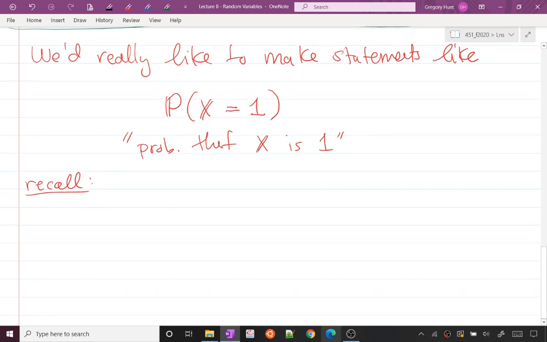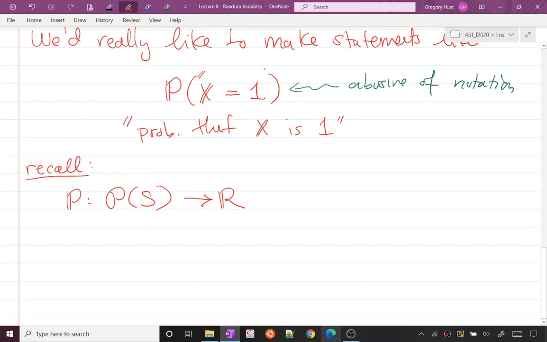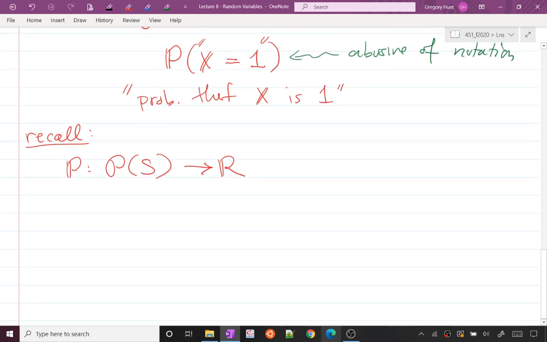Unfortunately, this is really an abuse of notation. Unless we're careful, this is an abuse of notation. Because if you recall, our probability function was a function from the power set of our sample space to the real numbers. I can't plug in, quote, x is equal to 1. I don't really know what that means. A function is equal to a number? Probability of that? What does that mean? We all kind of know what it means, right?